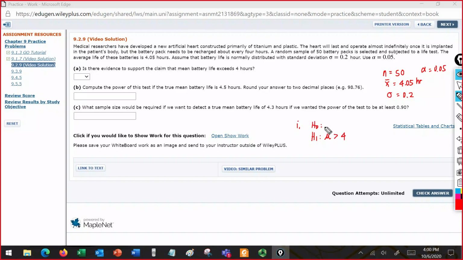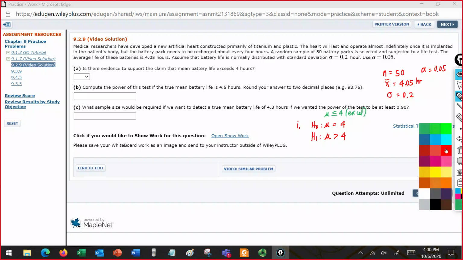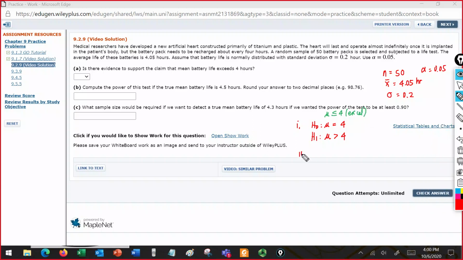So our H naught will be mu is equal to 4, or if you're using the Excel template, this is more specific, mu is less than or equal to 4. The Excel template is available. Then step 2 for the rejection criteria. When do we reject H0?